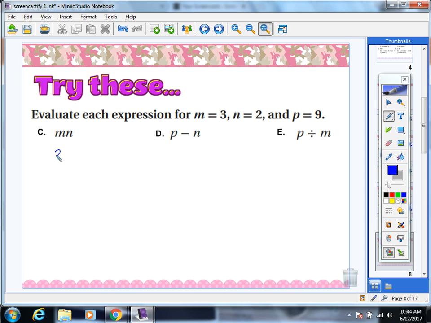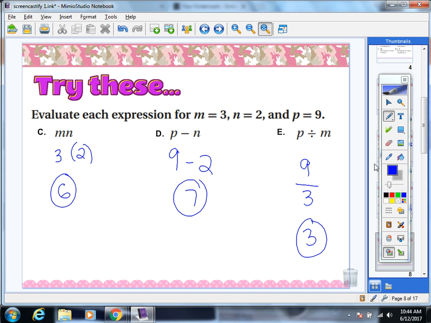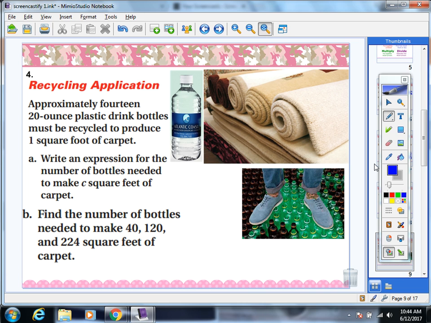You can try these three if you would like to pause the video and then unpause as you are finished. So substituting 3 for m and 2 for n, 3 times 2 is 6. Substituting 9 for p and 2 for n, 9 minus 2 is 7. Substituting 9 for p and 3 for m, 9 divided by 3 is 3. Last example in this section would be that lovely word problem.